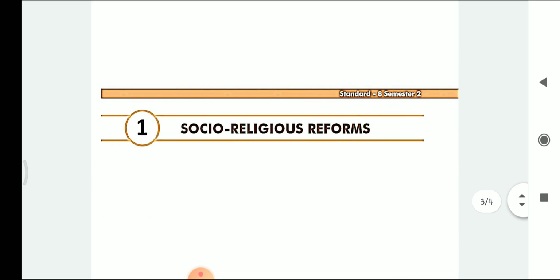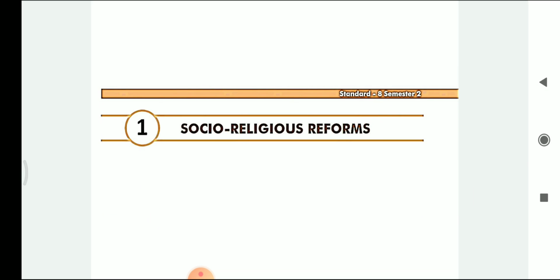My dear students, in the previous class we completed up to unit number 2. Unit number 1 was socio-religious reforms, in which we covered each and every head and each and every reformer who tried to reform the society.